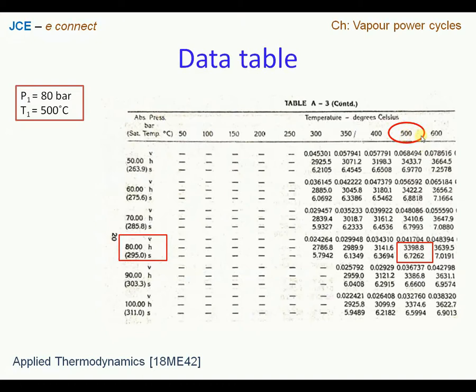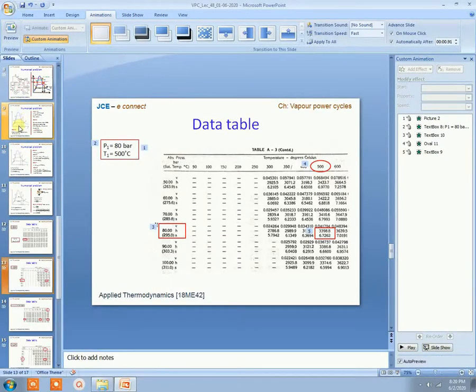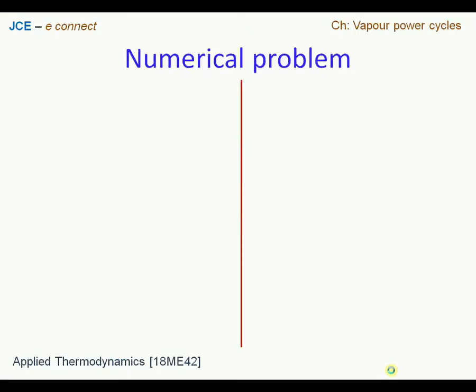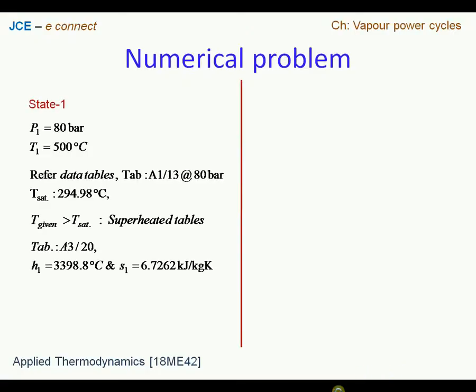Suppose if the temperature was like 550, then one may have to go ahead with interpolation, but here there is no need for interpolation because we have values directly available at 500 degrees Celsius. So now let us proceed with the rest of the problem. So we have now found out from the data table what is H1 and what is S1.